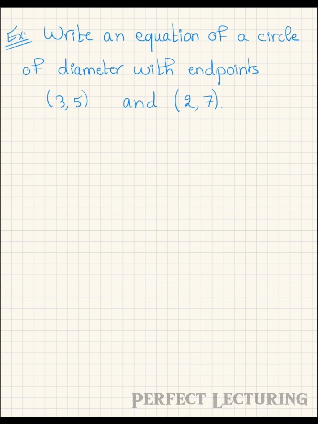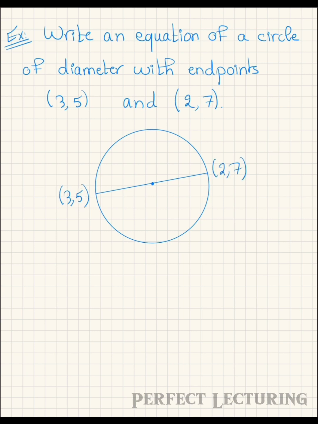So we are asked to find an equation of a circle with diameter whose endpoints are (3, 5) and (2, 7). Let us do a rough graph. So that is a circle, and this is the diameter. One of the endpoints is (3, 5), and the other one is (2, 7). And I repeat, this is a rough graph. Of course, if we plot the coordinates of the point properly, it doesn't look like that, but I just did a quick graph in order to see what is going on.